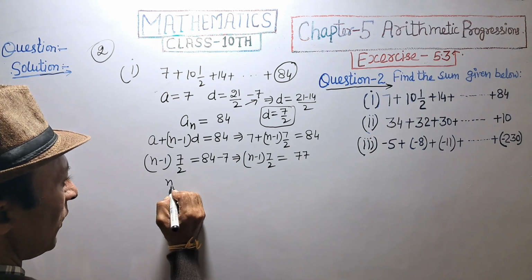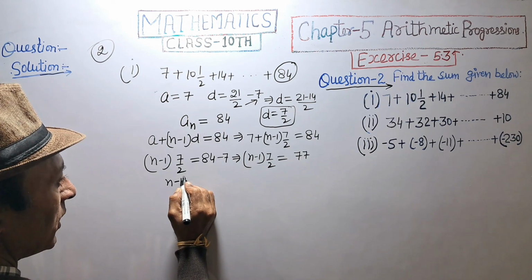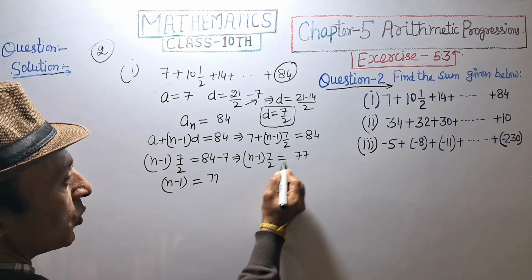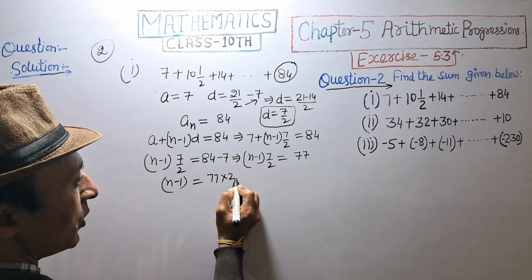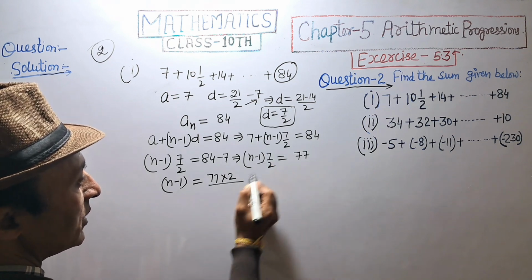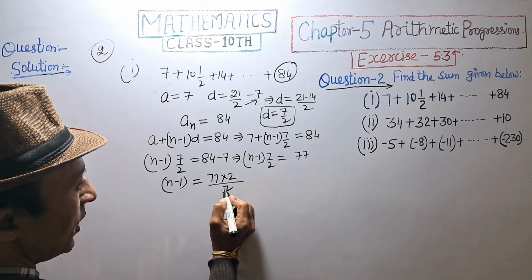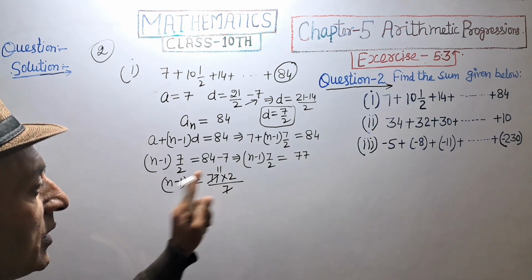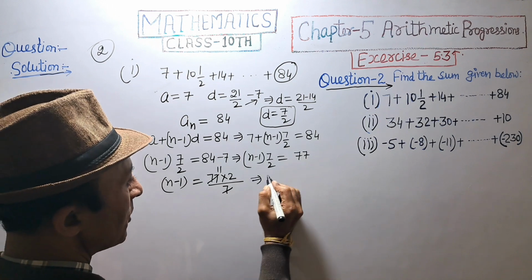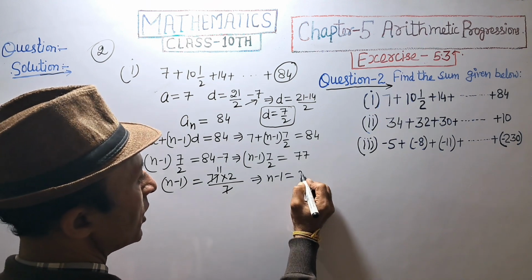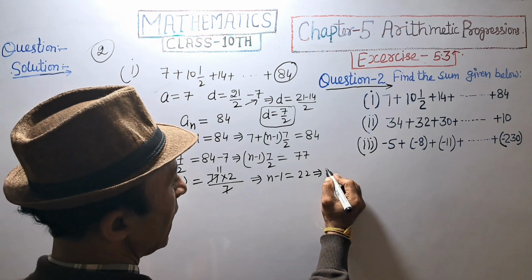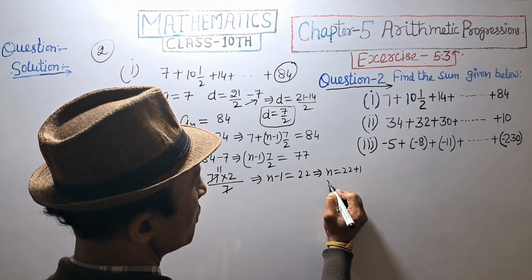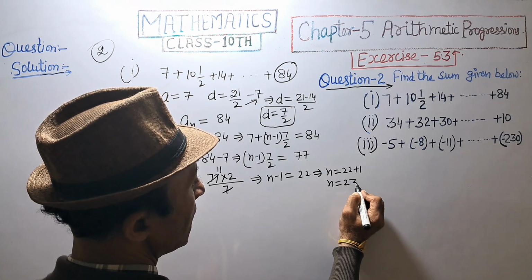We find the value of N. N minus 1 is equal to 77, cross multiply by 2, and divide by 7. 7 11s are 77. This implies N minus 1 is equal to 22, and N is equal to 22 plus 1, so N is equal to 23.